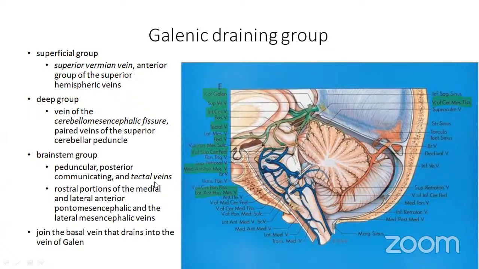All these veins drain into the basal vein. However, the tectal veins drain into the cerebellomesencephalic fissure, which eventually drains into the vein of Galen.